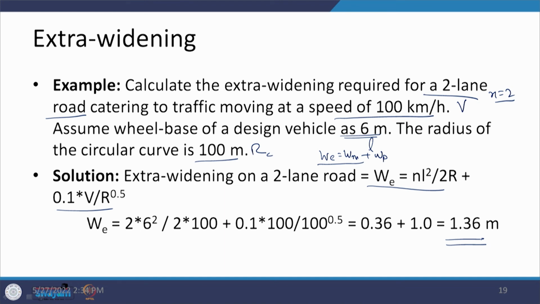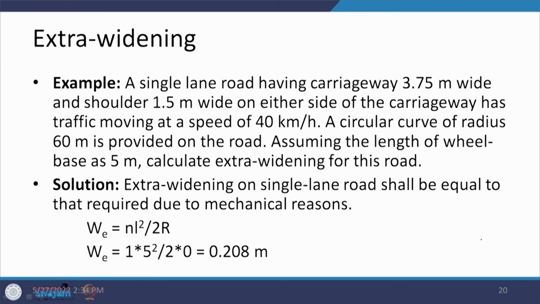So, this 1.36 meters on this 2-lane road is to be provided on the inner as well as the outer side of the carriageway. This is another example, and in this example we have a single lane road. So, there is a change. n equals 1, it has a width of 3.75 meters and shoulders of 1.5 meters on either side of the carriageway. That means the vehicles have a possibility of using these shoulders if required. They are moving at a speed of 40 kilometers per hour. So, capital V is 40 kilometers per hour, the radius is 60 meters, the length of the wheelbase is 5 meters. We have to calculate the extra widening.